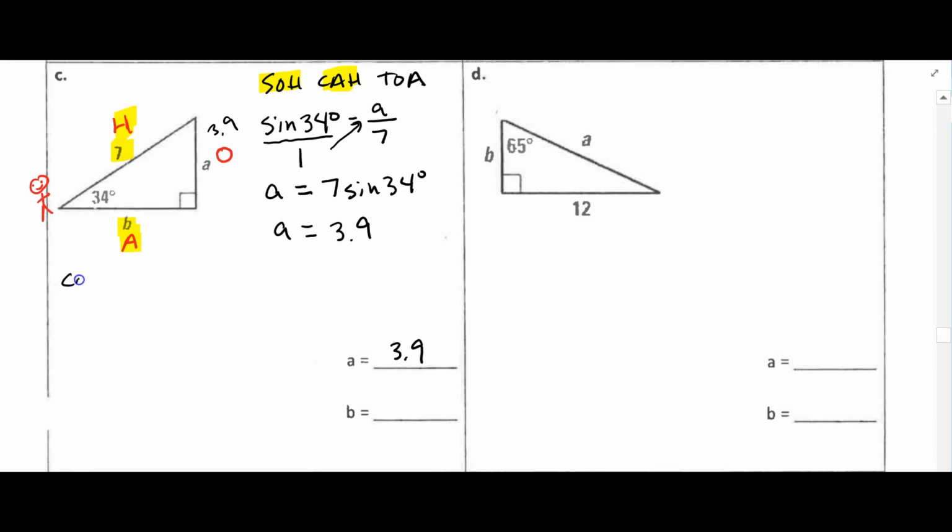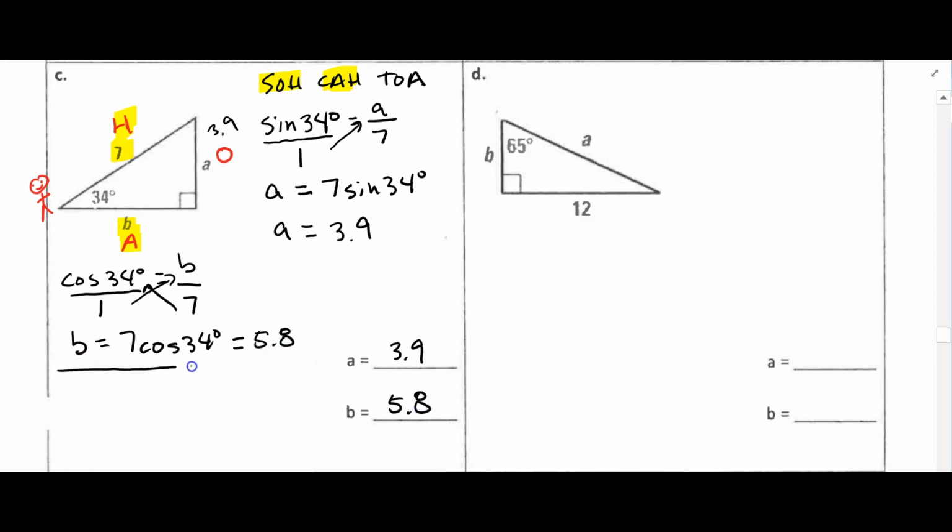So now the cosine of 34 degrees is the adjacent side, which is B, over the hypotenuse, which is still 7. Put that over 1 so that I have a proportion. 1 times B is B. And then I have 7 times the cosine of 34 degrees, which gives me about 5.8.